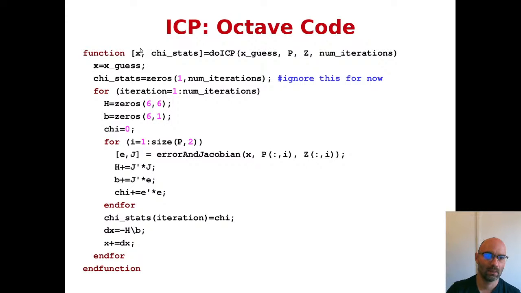Returns the position that it has found, and returns the statistics of the chi-square during the iterations. So this will be a vector as big as the number of iterations, and at every iteration we will store there the sum of the squared errors.